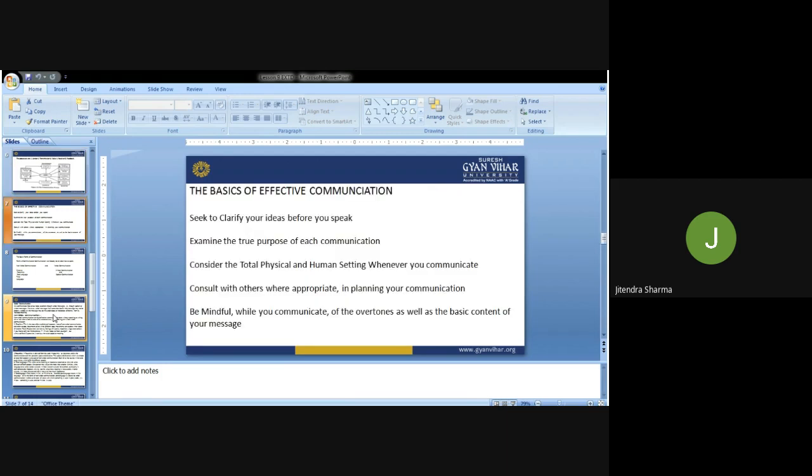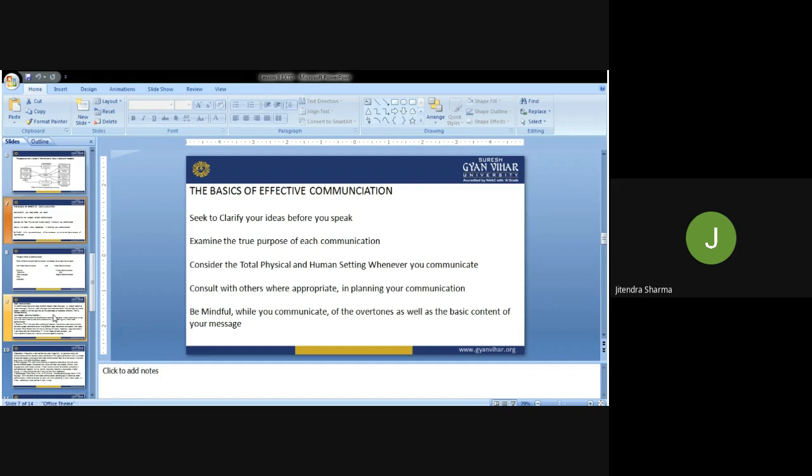Then we know the basics of effective communication. Clarity should be there, so that when we speak there is no confusion as far as what to communicate. Examine the true purpose of each communication. That is also very important. You have to know what the purpose is, and why we are passing that message down the line.